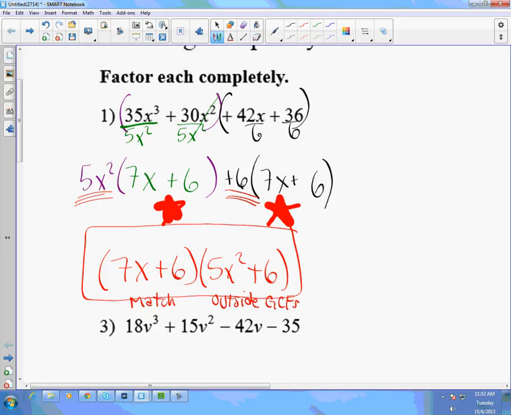So, I have one example on your foldable, and we're going to work some of these factoring problems. So make sure you're comfortable.